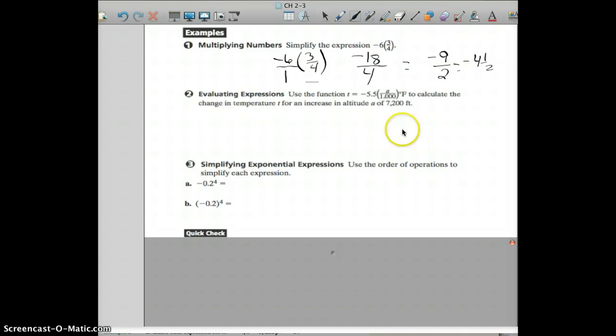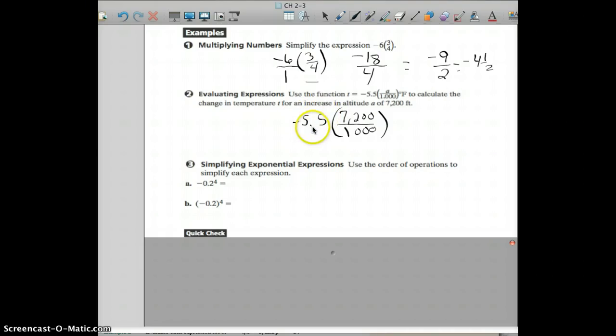In the next example, we're evaluating an expression. So we have this function here that t equals negative 5.5 times the quantity A over 1,000 degrees Fahrenheit. And we're going to calculate the temperature change as we increase in altitude, and A is going to be our altitude. So we plug in the 7,200 for our altitude. That is going to be divided by 1,000. That's all in parentheses. And then we multiply that by negative 5.5.